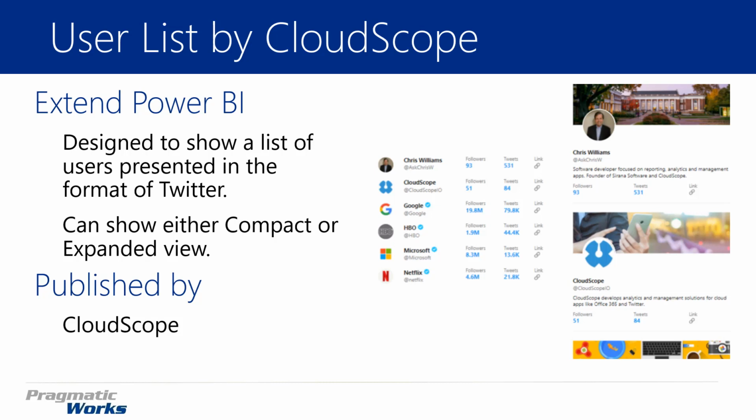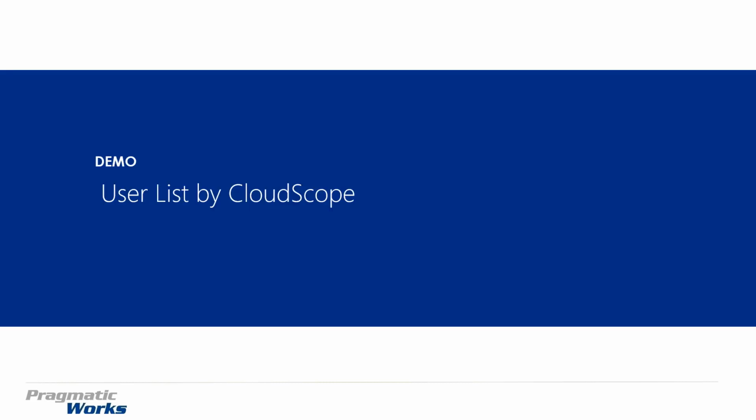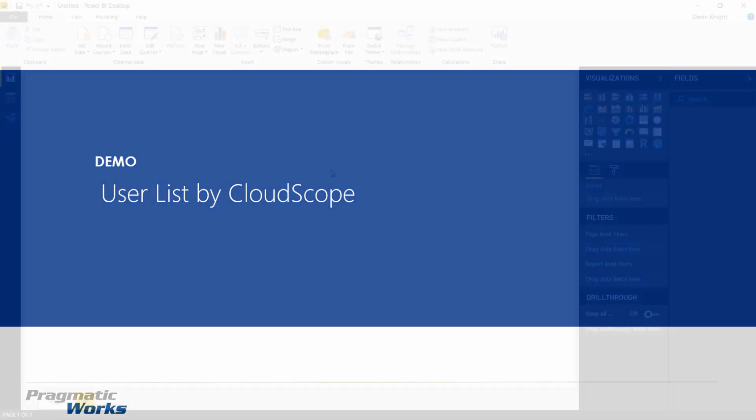Now, the User List by CloudScope does not actually help you connect to any Twitter data, so you are still reliant on having to go find how to get that data in some way. But that's something you should be aware of as you get into this. It will present data that's inside of your data model. It will not go find any Twitter data for you. It's purely a visual. All right, so this one, again, is developed by CloudScope. Let's go ahead and walk you through how to use the User List by CloudScope in this quick demonstration.